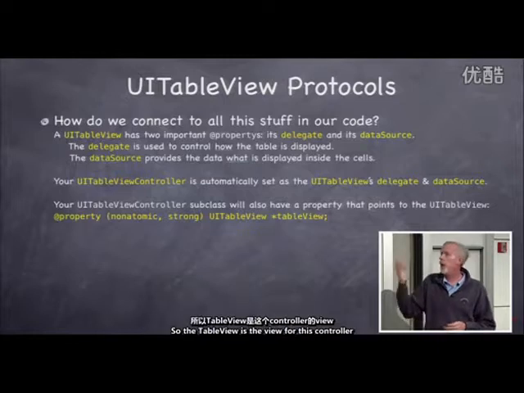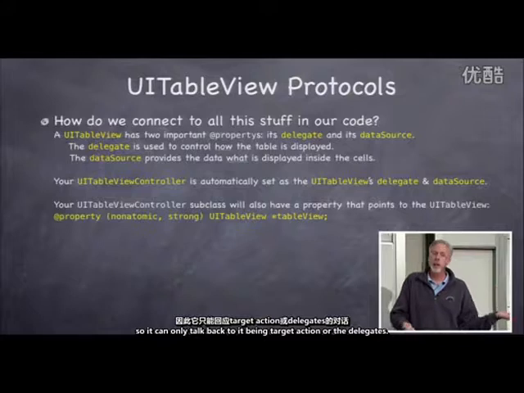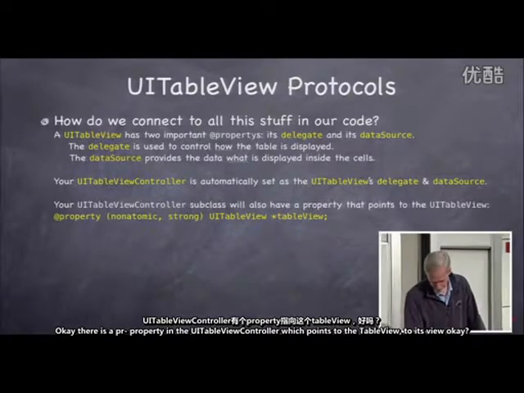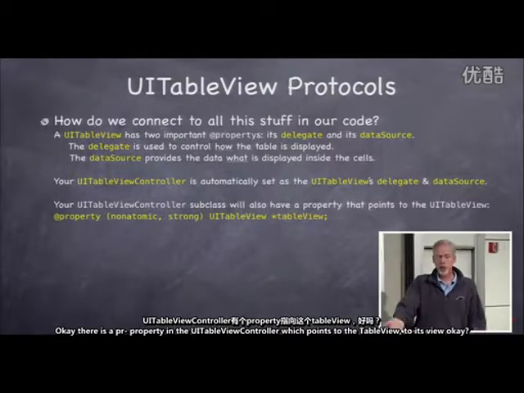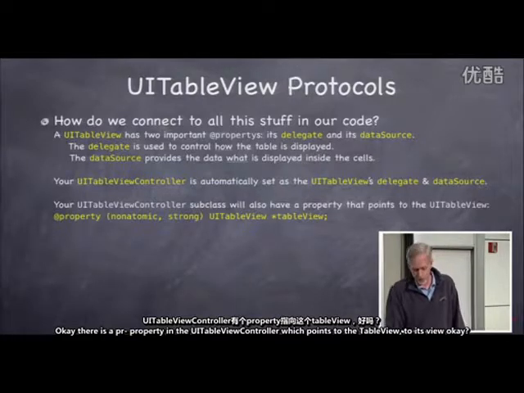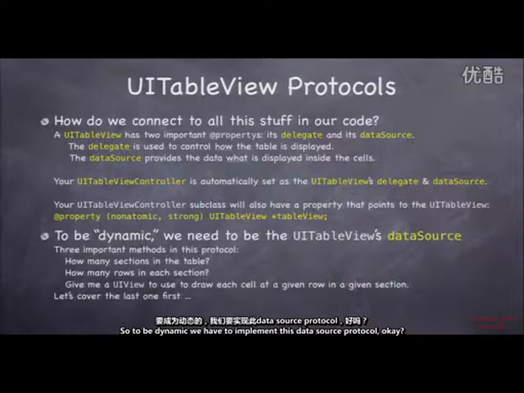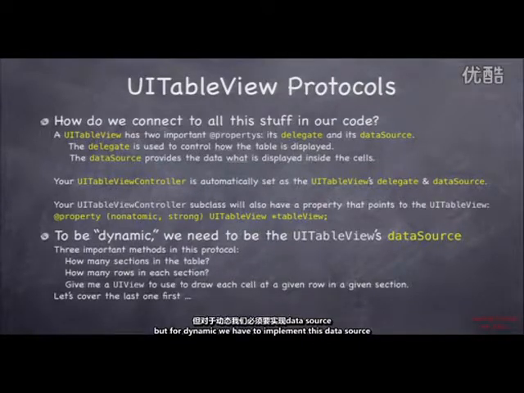So the table view is the view for this controller. So we can only talk back to it by target action or the delegates, or we could have outlets into it too. There is a property in UI table view controller which points to the table view, to its view. So to be dynamic, we have to implement this data source protocol. For static we don't, although we usually do, unless it's truly static, like everything's just edited in Xcode and that's it. But for dynamic, we have to implement this data source.